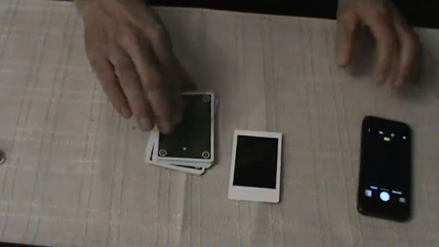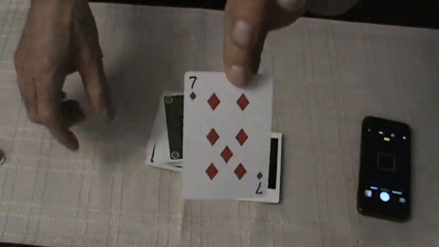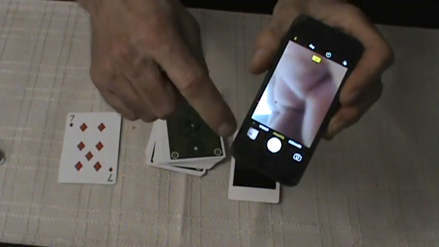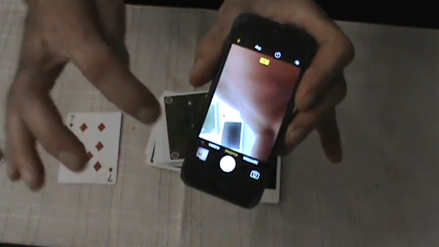All right, and then you'd see where they stop at. In this case, the seven of diamonds. You have them look at the picture on their phone, and you see it's the seven of diamonds. It's a cool little trick. Future photo.